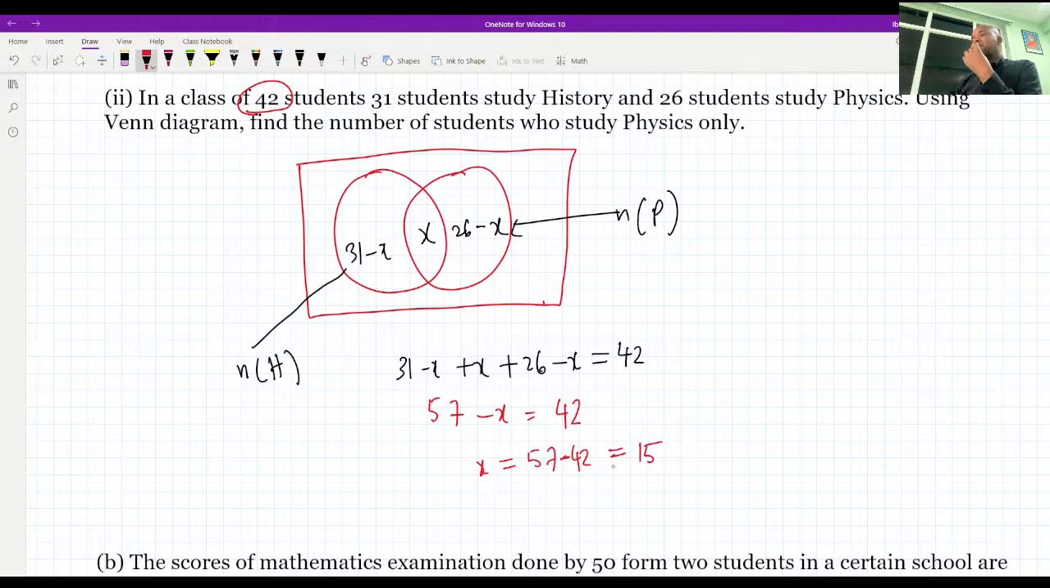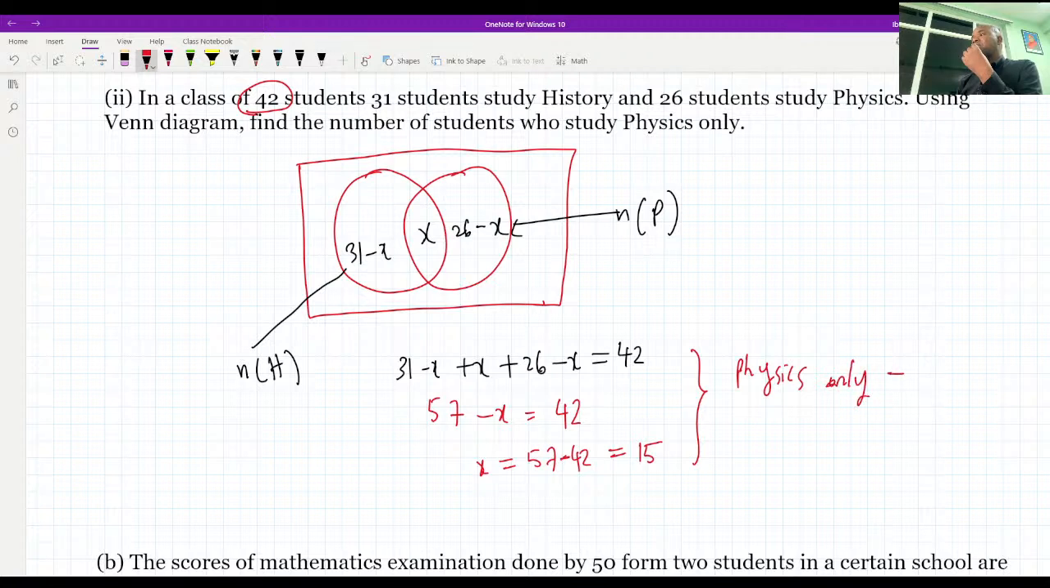So XC equals 15. But we are now looking for students who study physics only. So physics only. My apology for my bad handwriting.